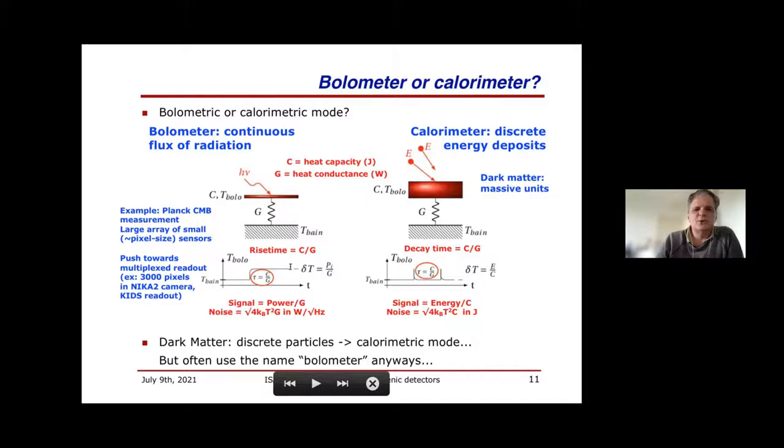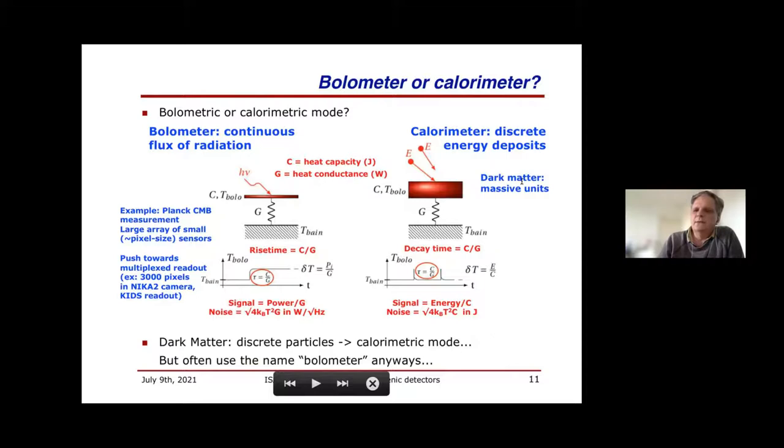And the speed at which you establish this equilibrium is just the ratio of how big your capacitance is and how big your heat link is. And then you have a stable state. And this is a bolometer: you measure a flux, a flux in watts. And so the G factor is important. This is how you connect it to the bath, and the noise will be a noise expressed in power.